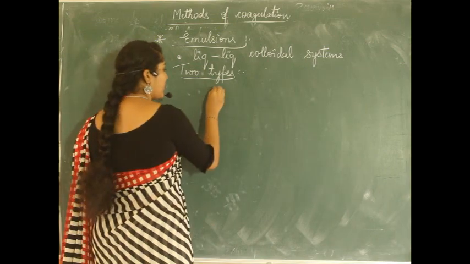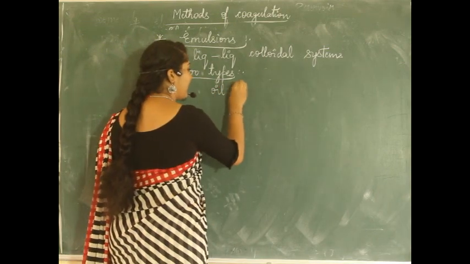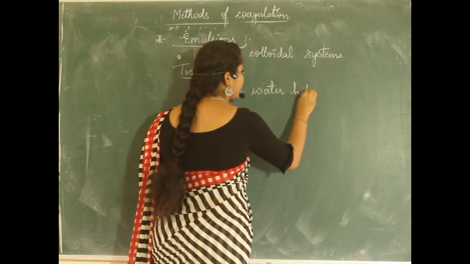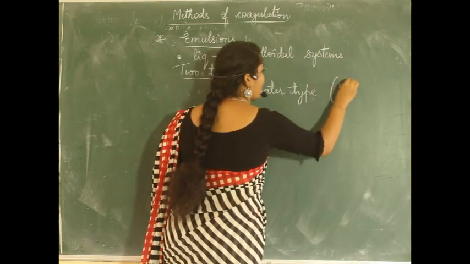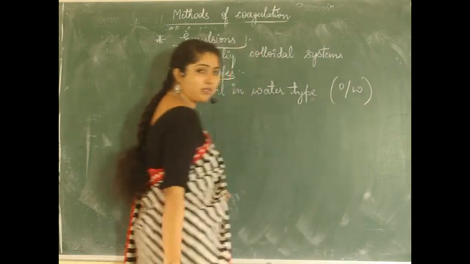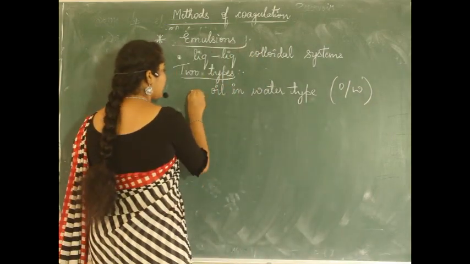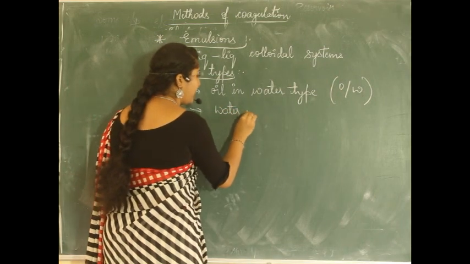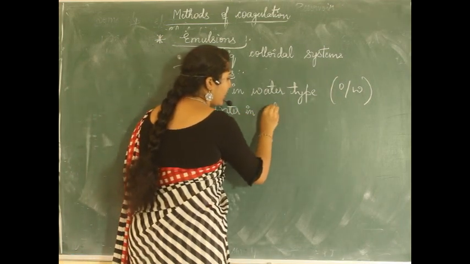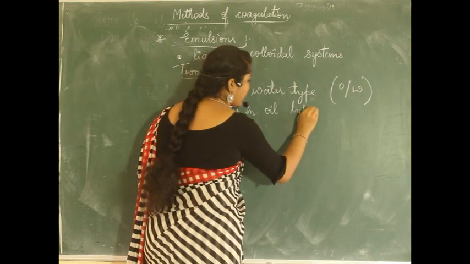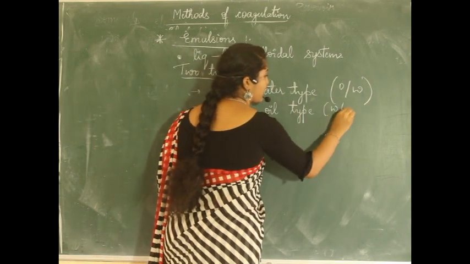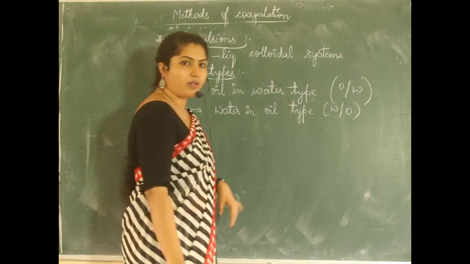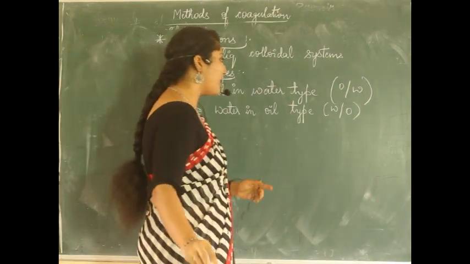One is oil in water type emulsions. We denote it this way, oil in water type emulsions. And the second one is water in oil type emulsions. We denote it this way. Now let me give you some examples for this. Oil in water type of emulsions.